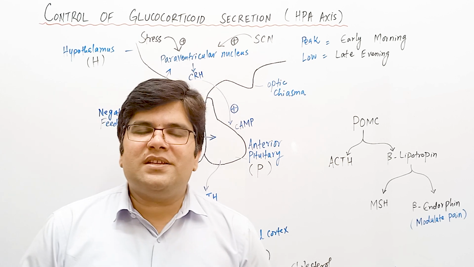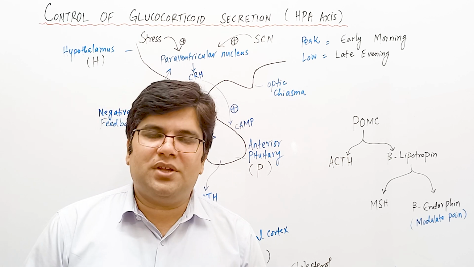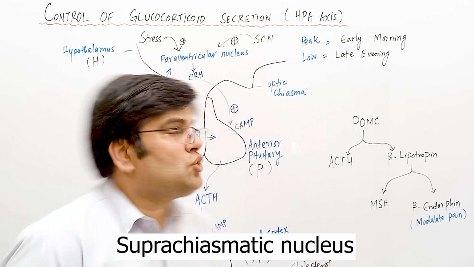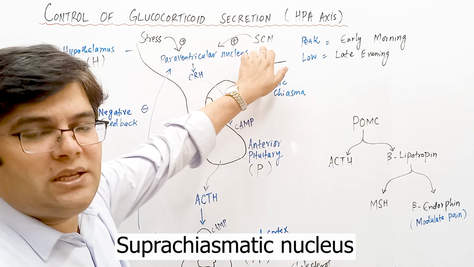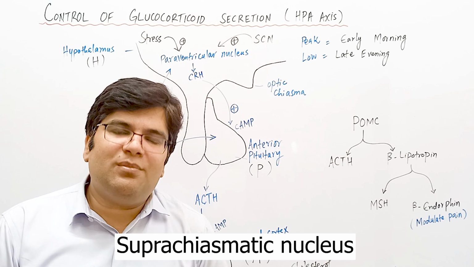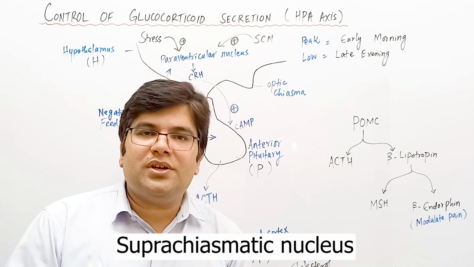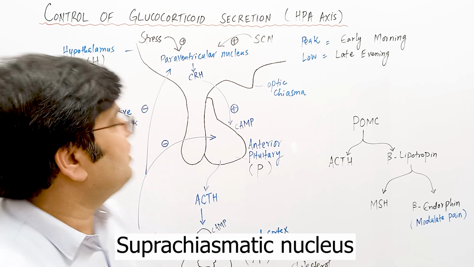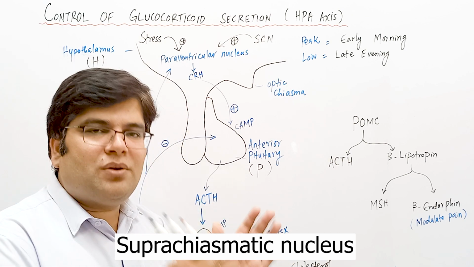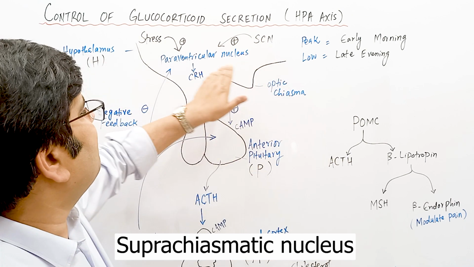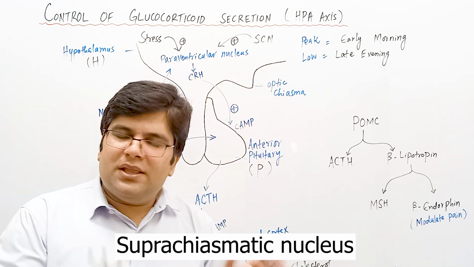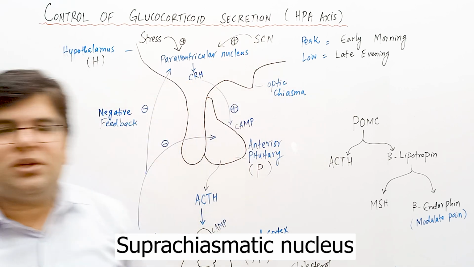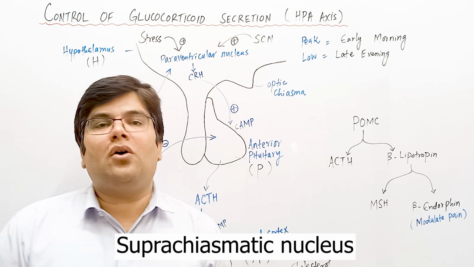So which part of the brain is important to control the circadian rhythm? This is the suprachiasmatic nucleus, which is a nucleus of the hypothalamus. This is also called the master biological clock of our brain. So this suprachiasmatic nucleus sends signals about the time of the day to our paraventricular nucleus, and then that increases the production of corticotropin releasing hormone.